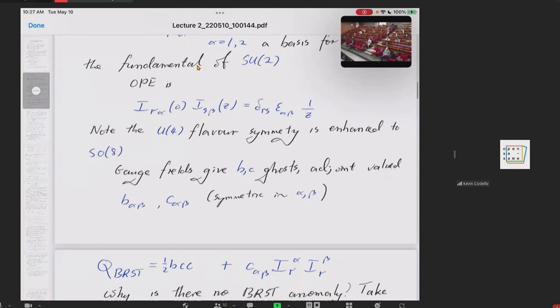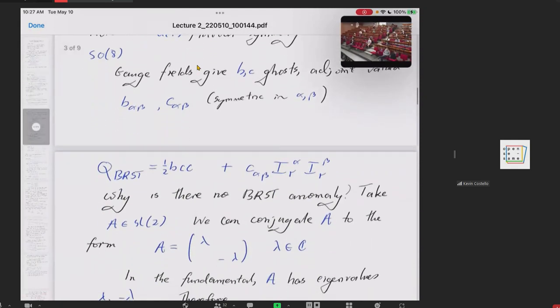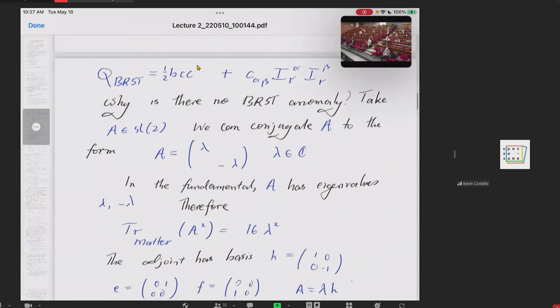Okay, so we can ask in this example, we know, because the literature tells us, that this should be a superconformal theory. Can we check there is no BRST anomaly? So the way to check this, well, let's think of the BRST anomaly as a relation that says for a matrix in SL(2), which I'm calling A, we want the trace of A squared in the matter representation to be twice the trace of A squared in the adjoint. So let's compute this.